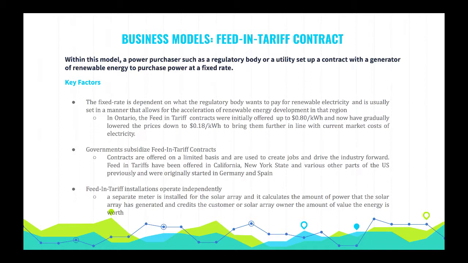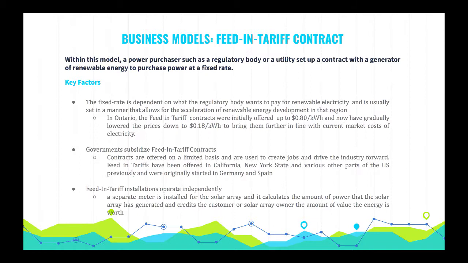For example, in Ontario, when they started the feed-in tariff program, the contracts were originally paying up to 80 cents per kilowatt hour. They were then slowly decreased in price all the way down to 18 cents per kilowatt hour. The goal of a feed-in tariff is usually to start the subsidized rate high and then bring it down gradually until it hits the market rate of electricity. So you want to have a high subsidy, but then lower that subsidy to the point where it hits the market rate.